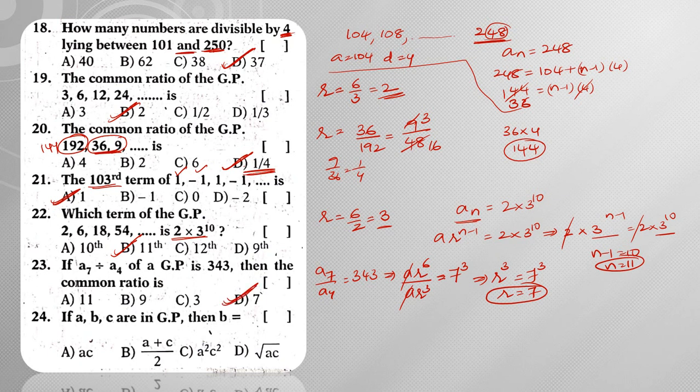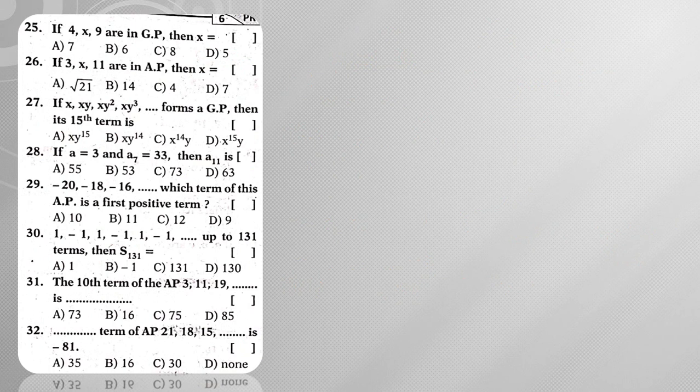Next, in GP, if A, B, C are in GP, then B is equal to root AC. So this is a common and important question, right? Based on this, you are going to get the application part. Next, moving on to question number 25. So 4, x and 9 are in GP. Already we have done this. x square is equal to 4 into 9. So from this, x is equal to square root of 36, which is equal to 6. Hence 6 is my answer.